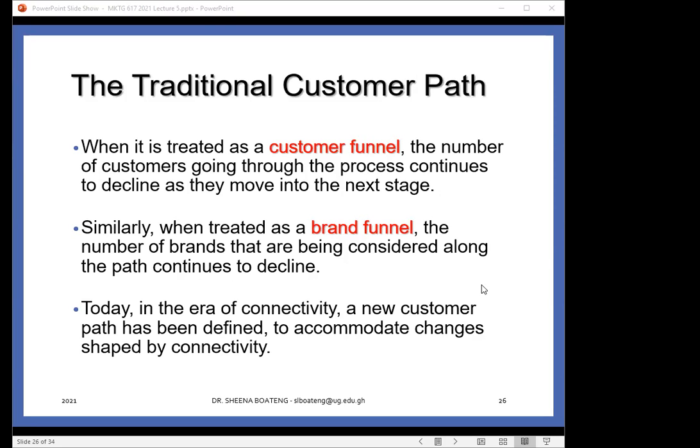So given that we have identified the nature of the era of connectivity and its new context and the changes it has presented with regard to the customer path, the 4A model that we were traditionally applying has had to be modified to accommodate these changes that have been shaped by connectivity.